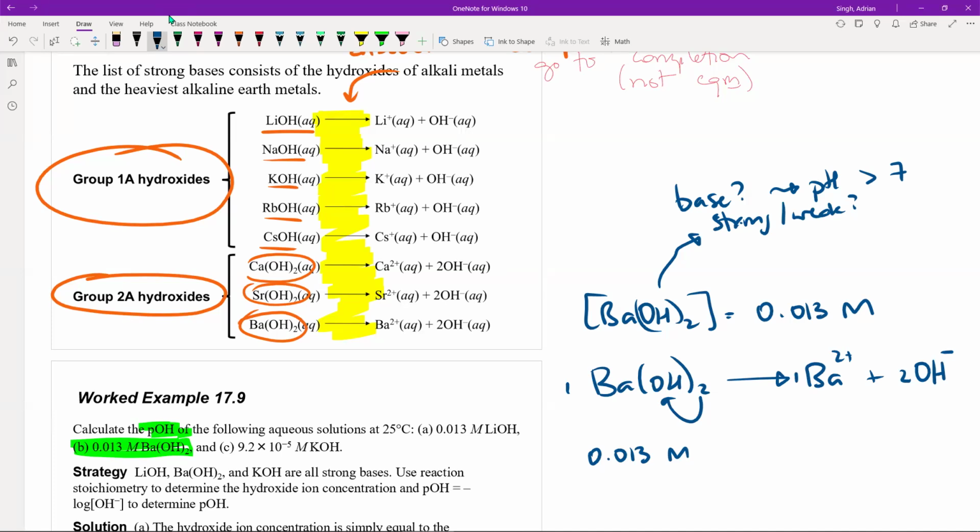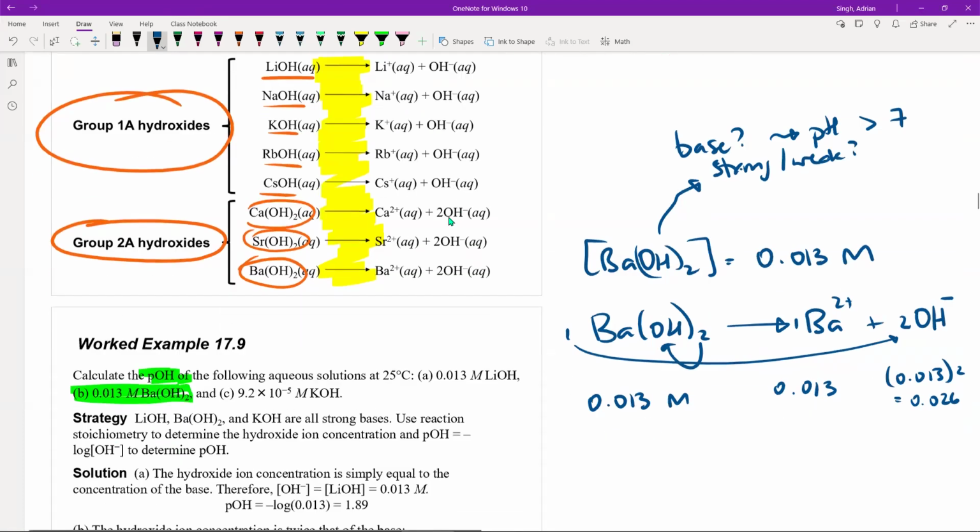So whatever barium hydroxide I have, I'm also going to get that barium ion concentration being the same. And now for the hydroxide, it's a 1 to 2 ratio, or twice as much. So it'll be 0.013 times 2, which is now equal to 0.026 molar. So here we're using the stoichiometry of that equation to determine the concentration of the hydroxide.